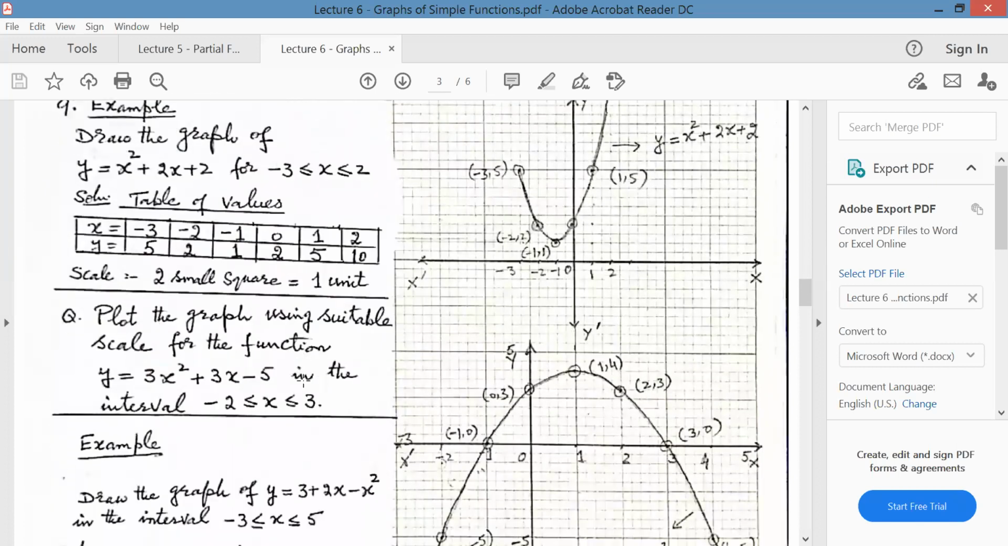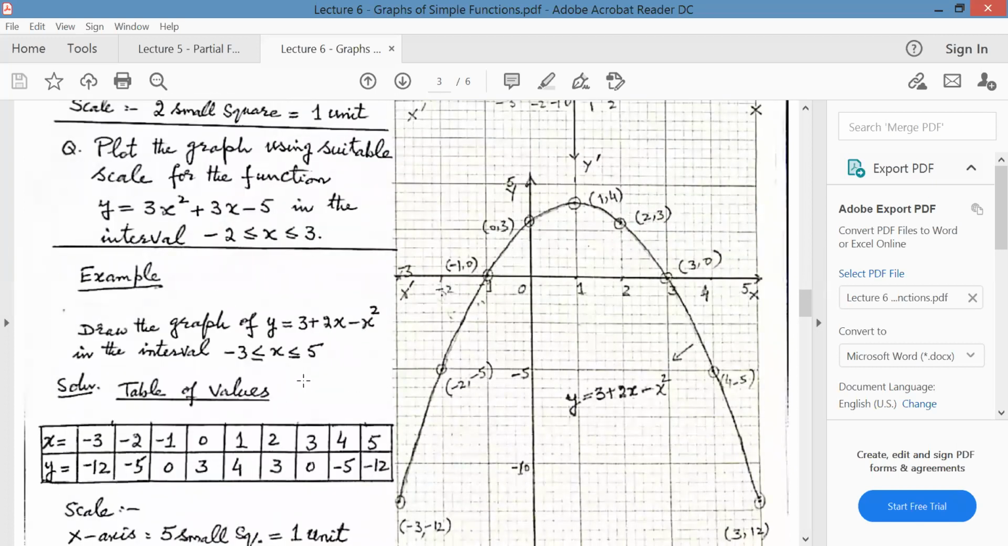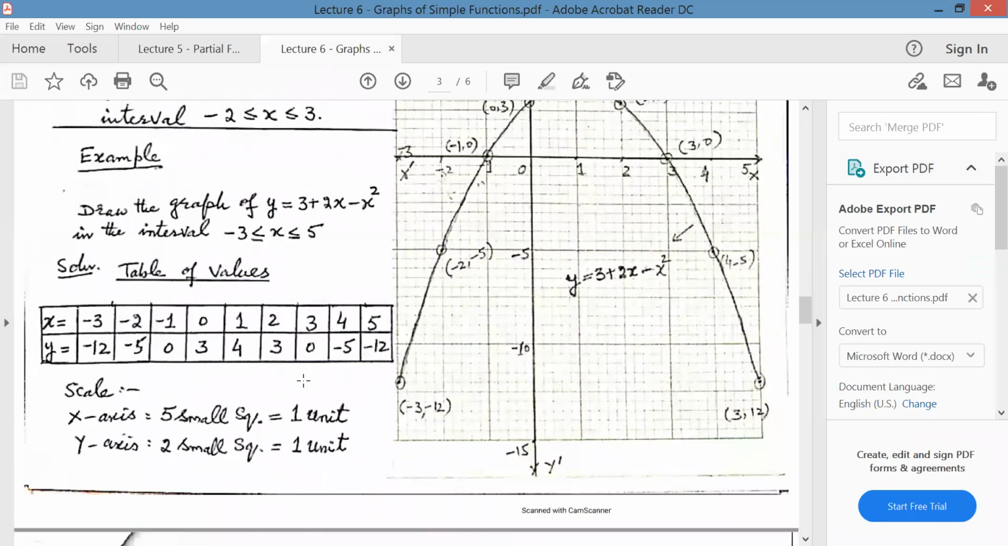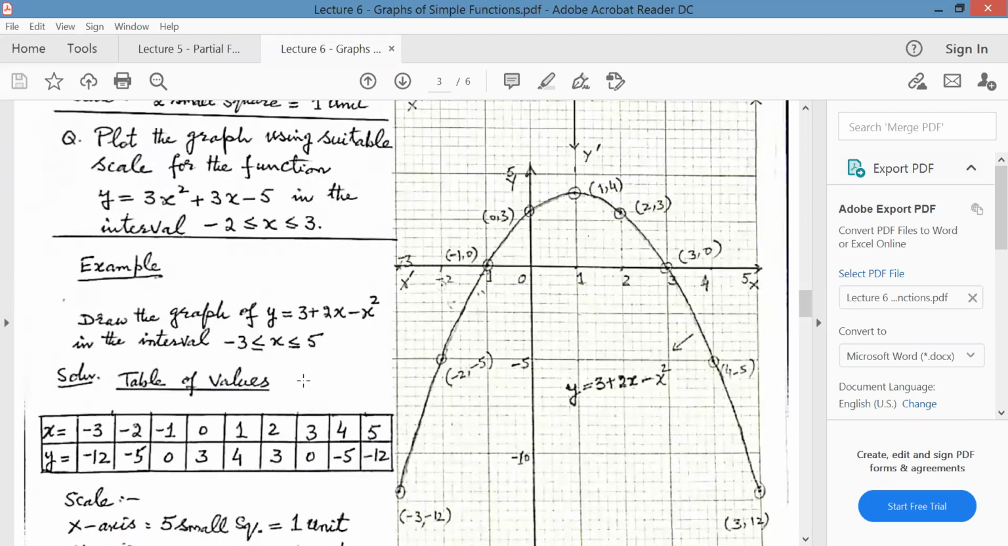Then two other quadratic functions were plotted. Okay, I think this was the question we were to do. Draw the graph of y equal to 3 plus 2x minus x square. And the interval is -3 to 5. X is lying between -3 to +5.